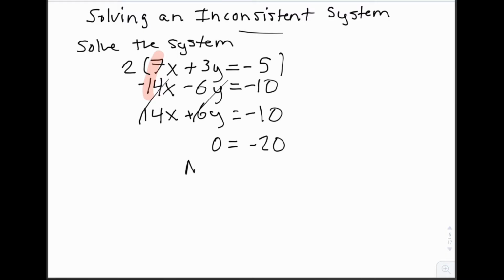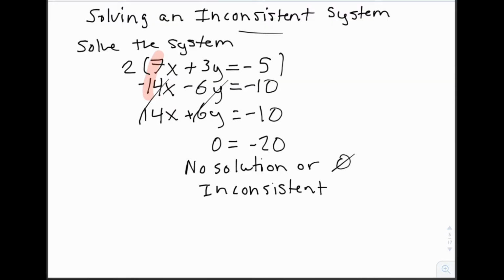So we have no solution, or in this case, nothing. And additionally, we know that we have an inconsistent system, and it is also independent.